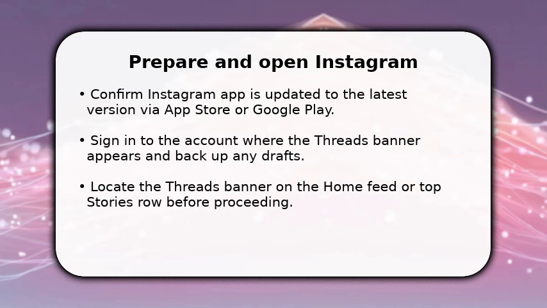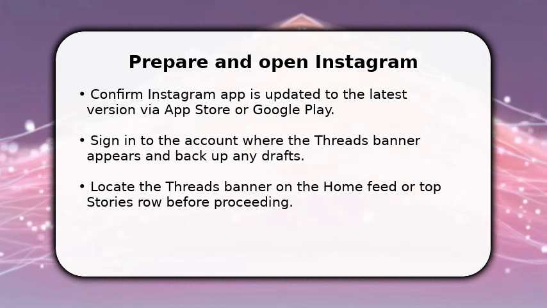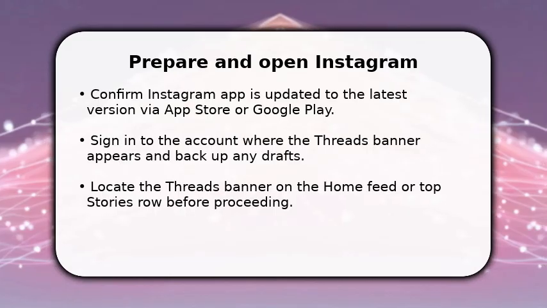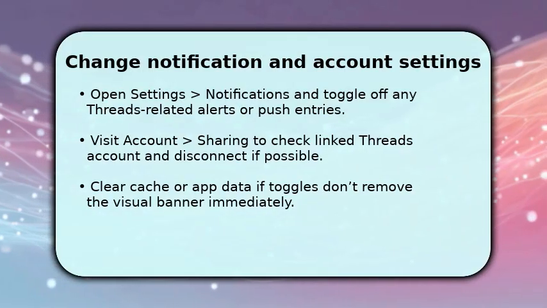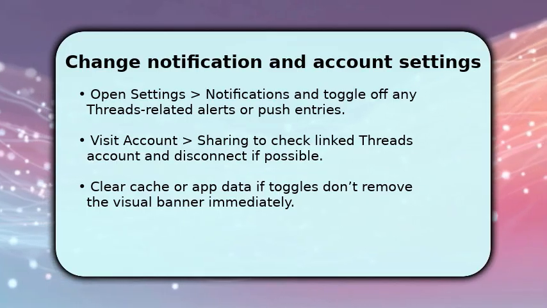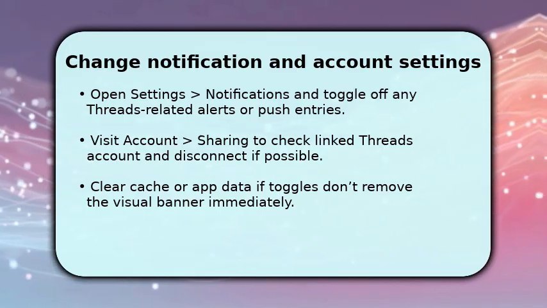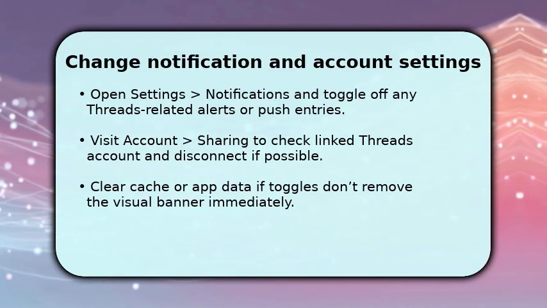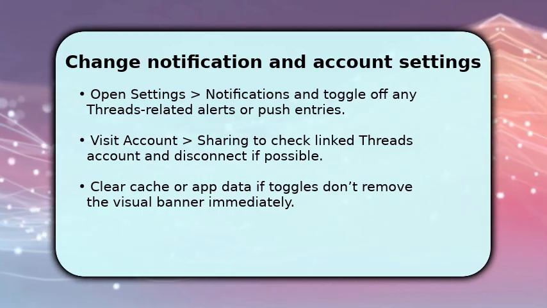Now you'll remove the banner by adjusting notifications and account links. Go to Settings, then Notifications, turn off Threads notifications and any suggested content toggles. This reduces algorithmic placement. Next, go to Account and look for linked apps or sharing settings. Unlink Threads so Instagram treats it as unrelated.